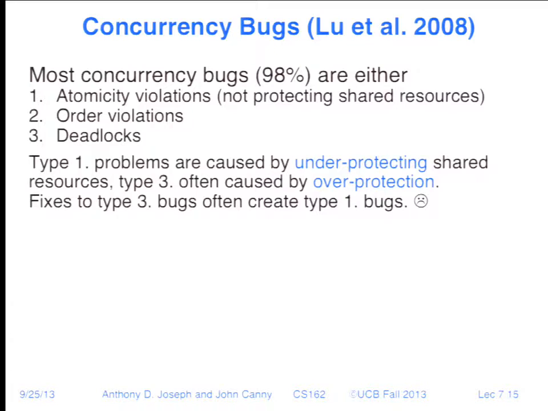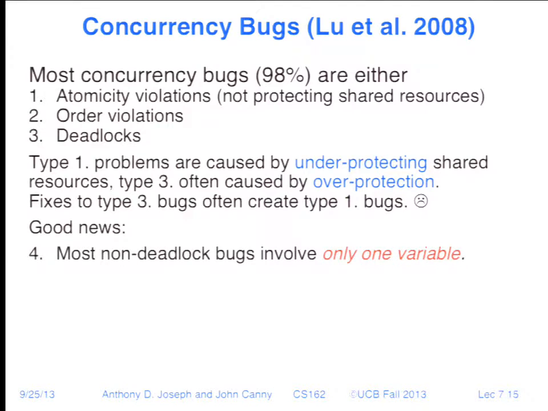It's interesting that there's a sort of duality between type one and type three. Atomicity means sequences of steps that need to be executed together for correctness are not being executed together. So you're, in a sense, under-protecting. Perhaps there's a critical section that's too small, or there's protection that's missing entirely. Deadlocks, on the other hand, as we'll see, often result from over-protecting, reserving too many resources, or locking too much code, causing resources to become unavailable to other threads, and leading eventually to a deadlock problem. And unfortunately, people have found that fixes to deadlock problems often involve creating atomicity problems, because people see a deadlock and start trying to release and back off the locks and end up exposing further problems.